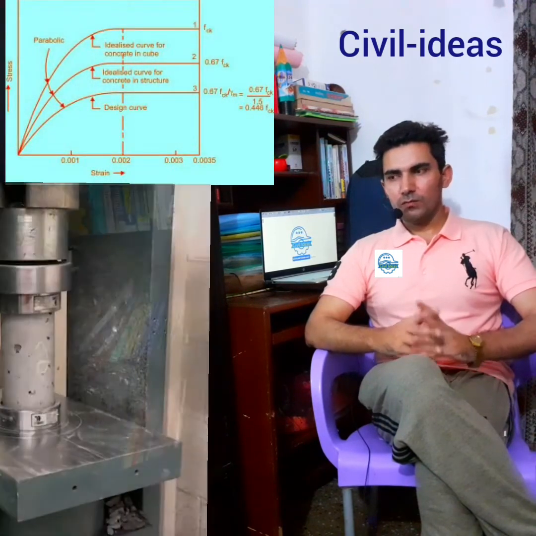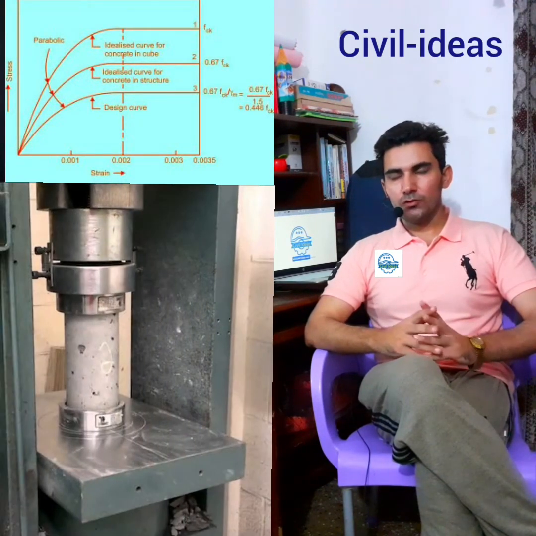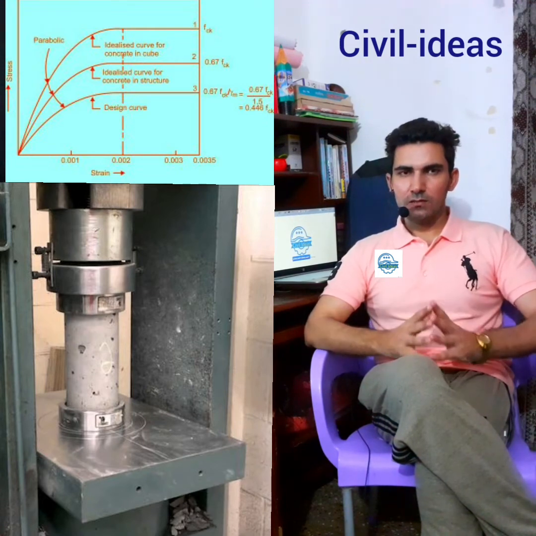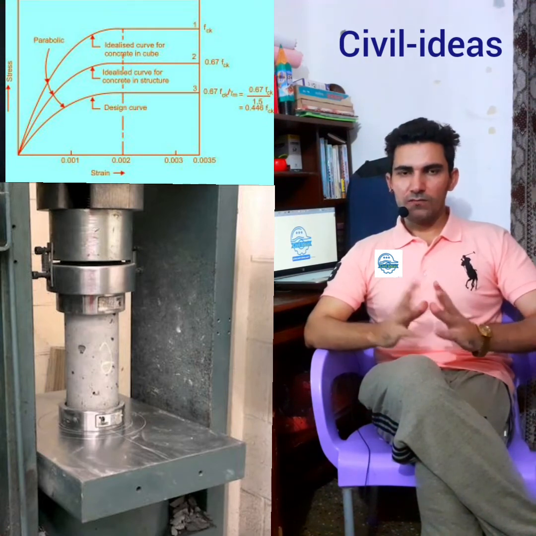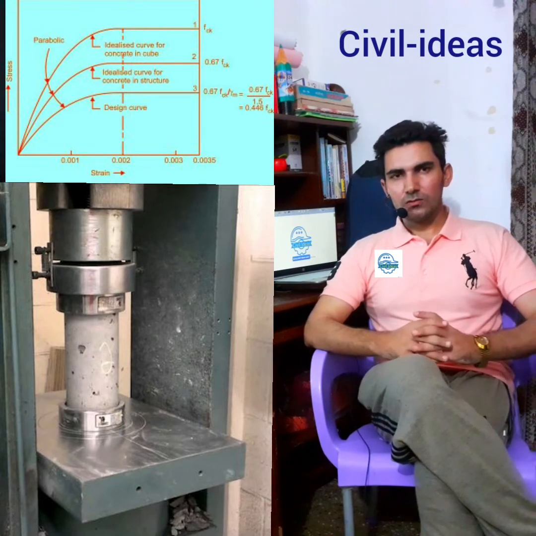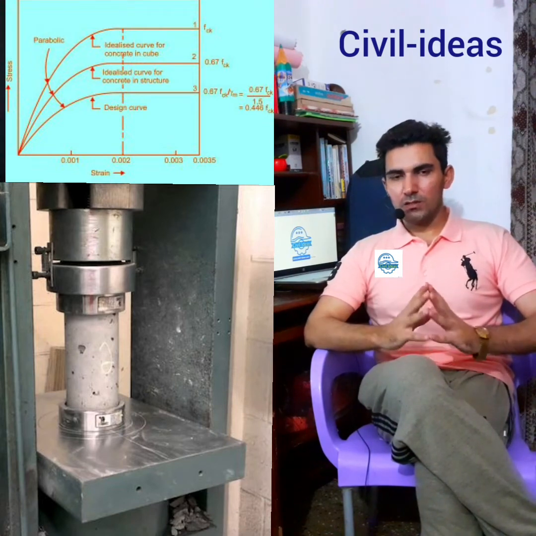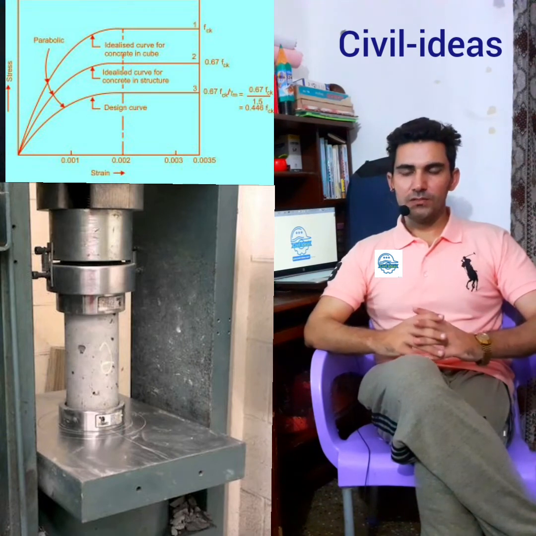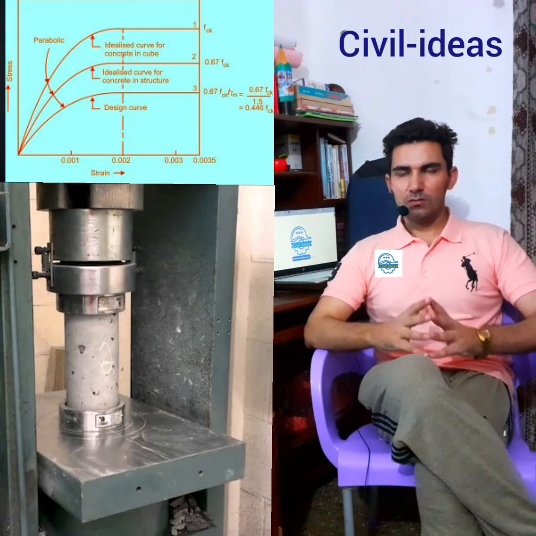So today we will discuss the idealized and the design curve for concrete. Whenever we test a concrete cylinder or cube in a UTM or any other compressive machine, the computer system attached to that machine draws a graph for that sample. So this is normally the idealized curve, and this is the characteristic strength of concrete. We have discussed in detail what the characteristic strength of concrete is, and you can watch that video on my YouTube channel.